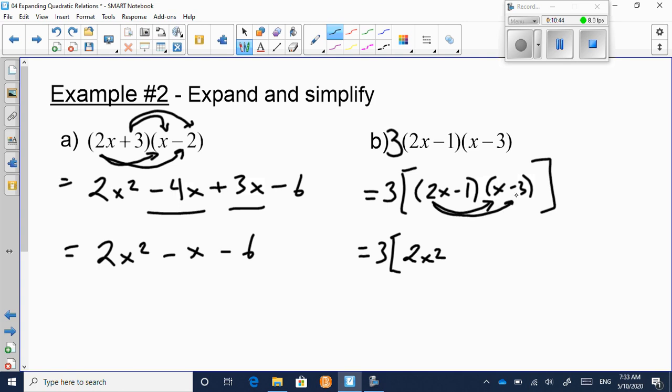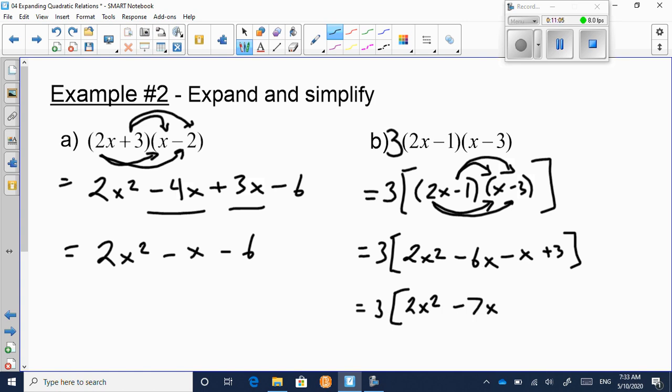Outer, 2x times negative 3 is negative 6x. Inner, negative 1 times x is negative x. And negative 1 times negative 3 is plus 3. Okay, so here we go. Let's collect our like terms. Negative 6x minus another x is minus 7x.